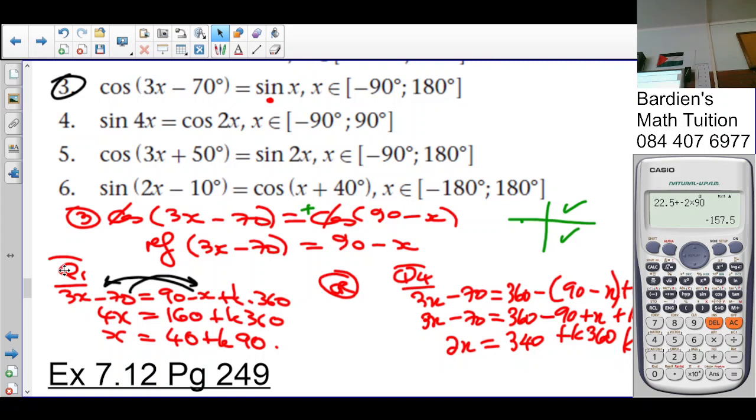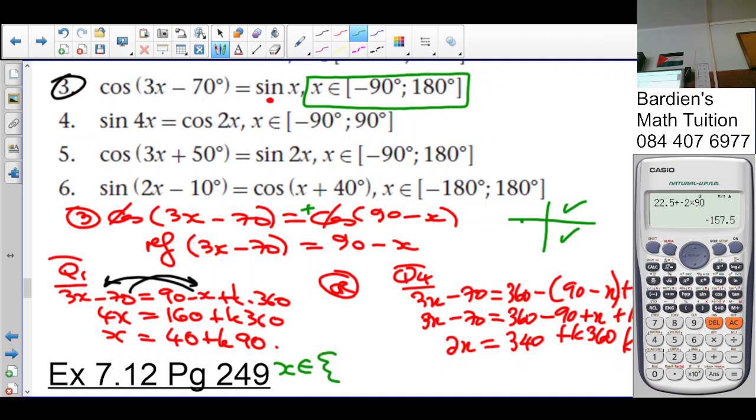Do we stop there? No, we would only stop there if the question was for a general solution. Not so. So what do we do now? Go with the restricted domain there. Okay? So I say x is an element of. Well, divide by 2 still. Sorry about that. So x is equal to 170 plus k times 180.